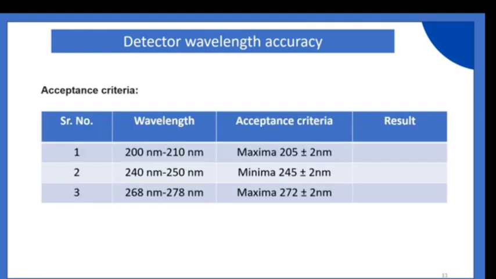Acceptance criteria: for 200 nanometer to 210 nanometer wavelength, maxima should be at 205 plus minus 2 nanometer. For 240 nanometer to 250 nanometer, minima should be at 245 plus minus 2 nanometer. And for 268 nanometer to 278 nanometer, maxima should be at 272 plus minus 2 nanometer.